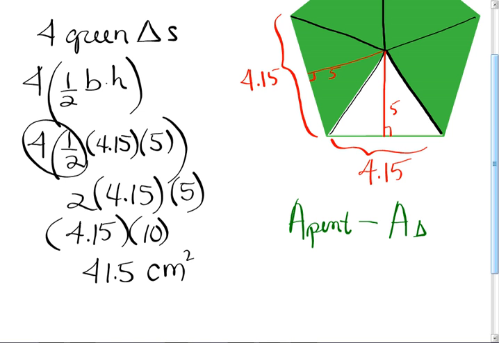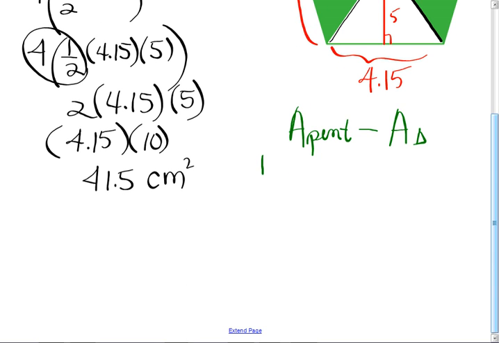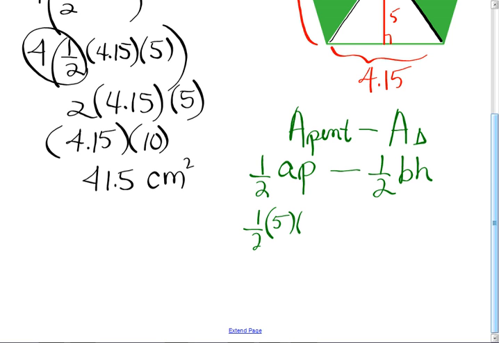Is this thing working there? I wasn't sure it was picking up my voice. Okay, the pentagon is 1/2 AP, and the triangle's 1/2 base times height. There's my plan. Those are the formulas I'm going to use. The apothem is 5. The perimeter is 5 sides times 4.15. And then I can subtract off this triangle, which is 1/2. The base is 4.15, and the height is 5.